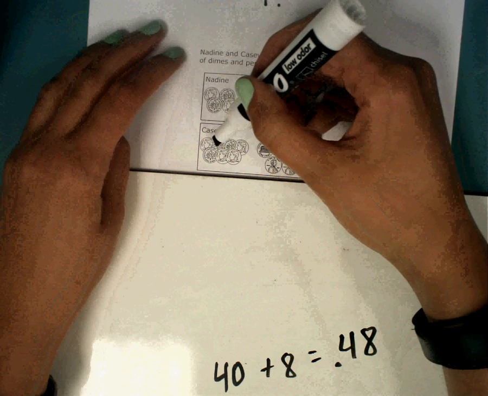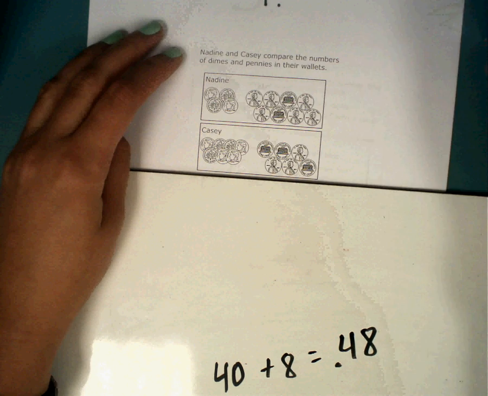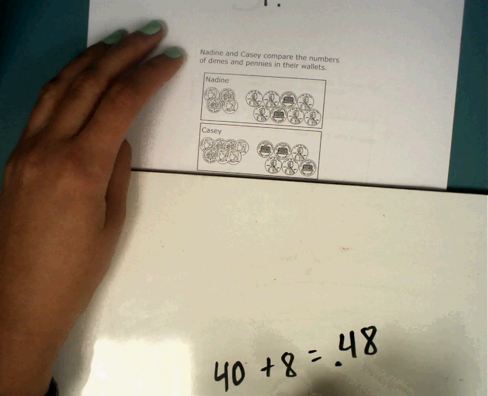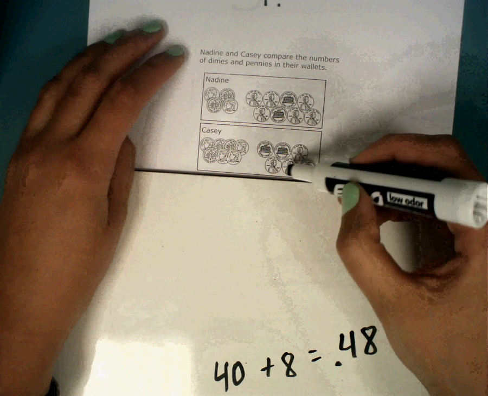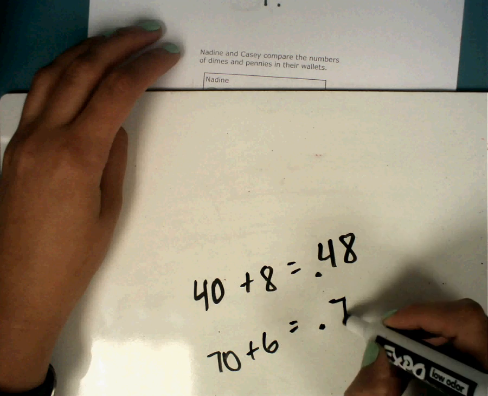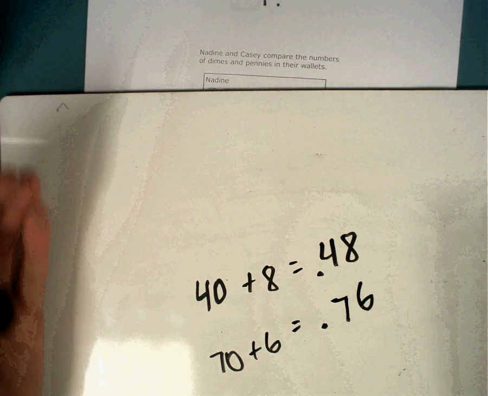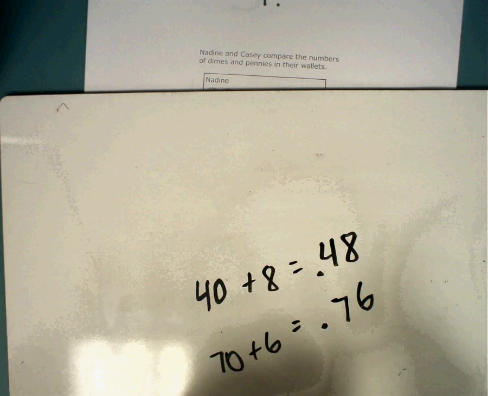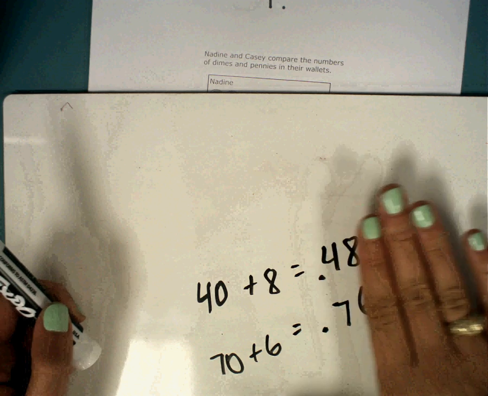Over here I see 1, 2, 3, 4, 5, 6, 7 dimes. So that would be 70 cents. And 1, 2, 3, 4, 5, 6 pennies. And that would equal 76 cents. And they want us to compare those. Well, this is pretty easy. It's already lined up, right? My decimals are lined up.